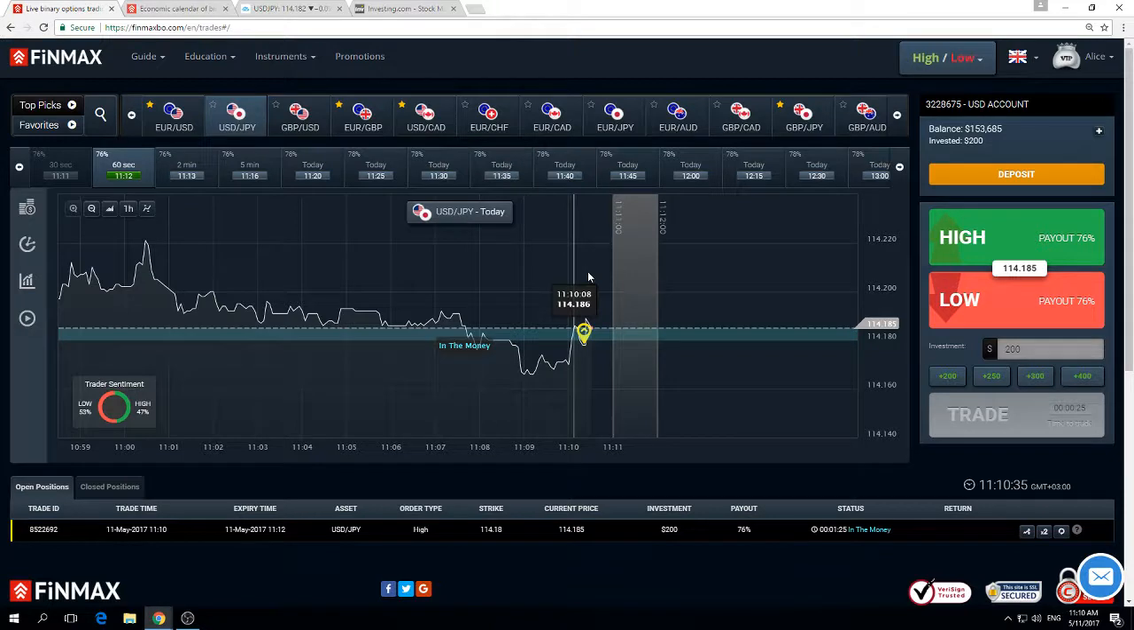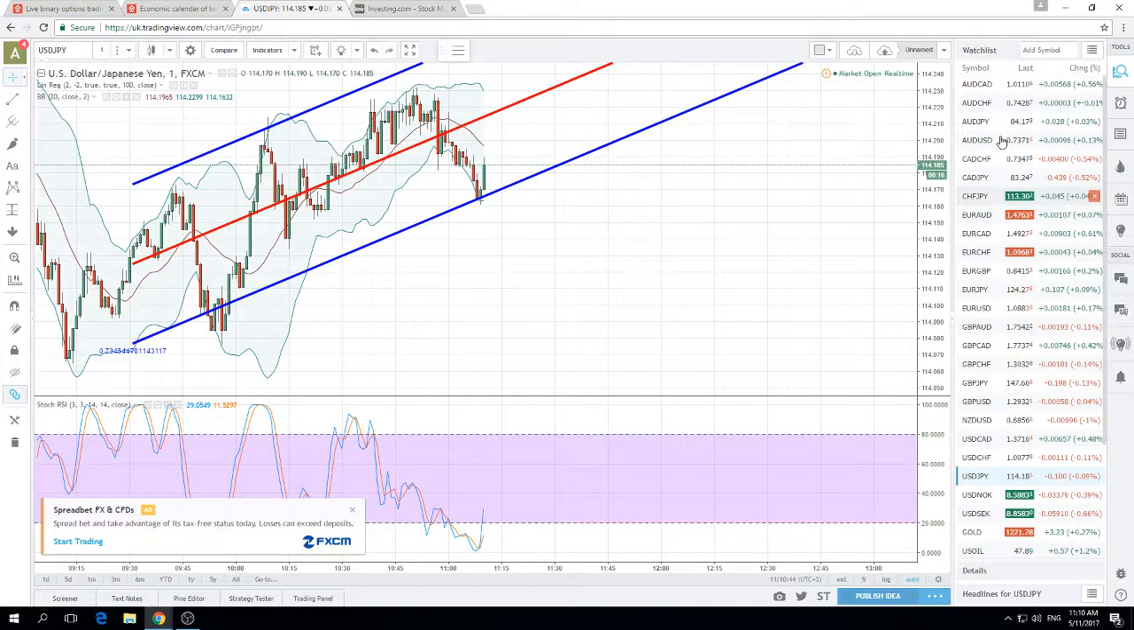Always when it comes to short-term trading, you need to be really attentive. Also a pretty interesting option to enter: Australian to Canadian. Let's check if this asset is available for trading at the current moment. Okay, and I'm entering here as well for 1 minute for low.